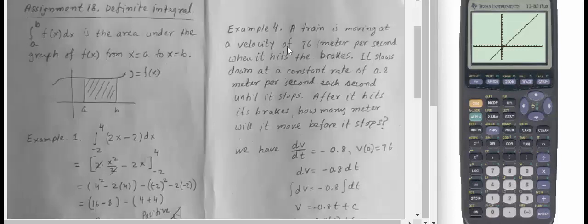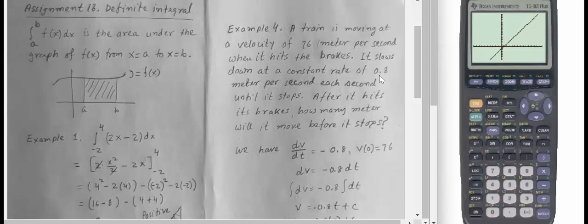Next, now we are taking one example here, a practical example. A train is moving at a velocity of 76 meters per second when it hits the brakes. It slows down at a constant rate of 0.8 meters per second each second until it stops. After it hits its brakes, how many meters will it move before it stops? That's the whole question. So first of all, we see that the initial velocity is 76. That means when the time is 0, velocity is 76. That we'll write down here.